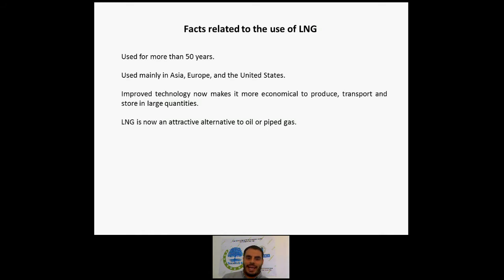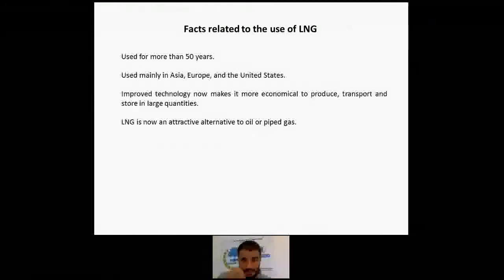LNG fed by gas from large gas fields remote from gas markets has become an increasingly attractive alternative to oil or pipe gas, that is, natural gas transported from its country of origin through pipelines.